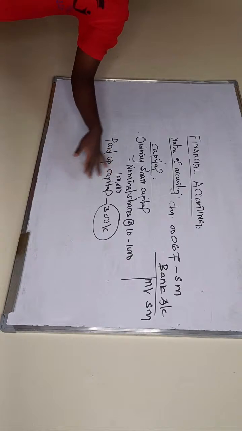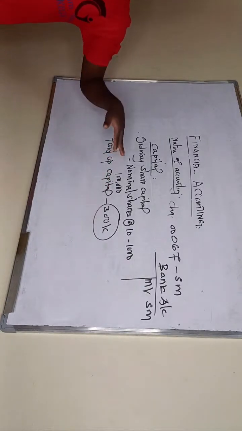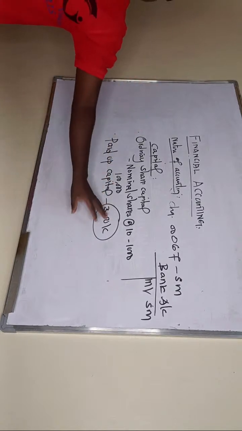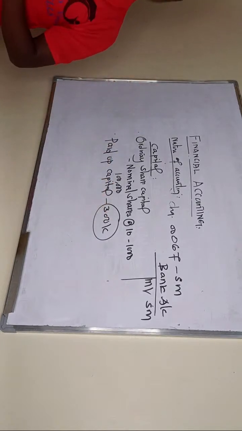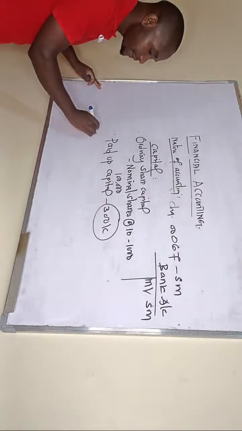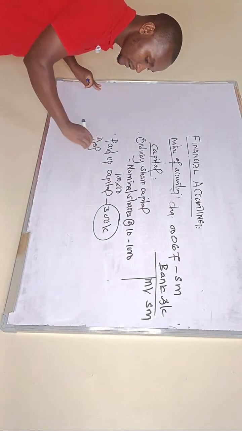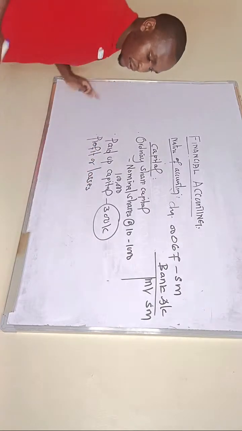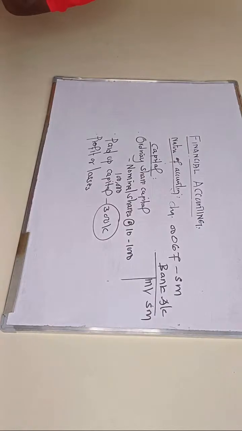So you find that our capital now will be 300,000 and 100,000. So at the moment we have 400,000, and now we have profit or losses.